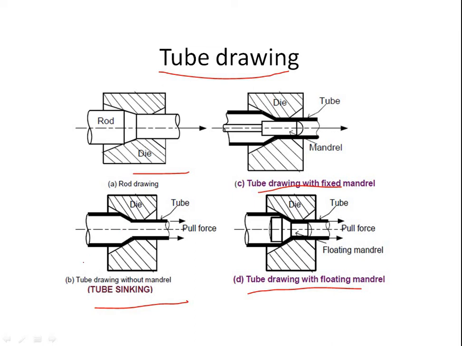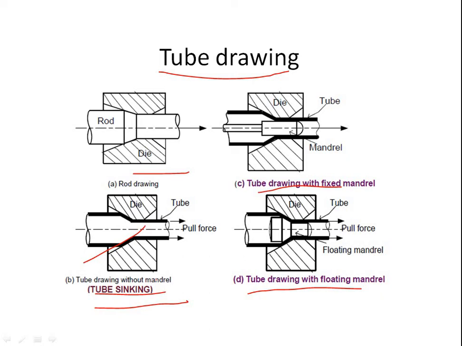First of all, we'll be discussing tube sinking. Tubes having higher wall thickness compared to the diameter can be drawn without a mandrel. This method is generally termed as tube sinking. By this method, a diameter reduction of up to 35% can be obtained in steel tubes.